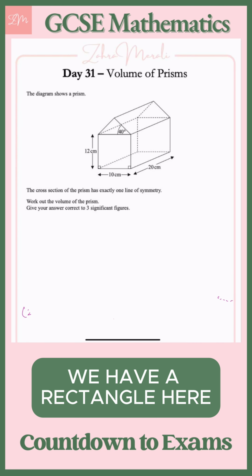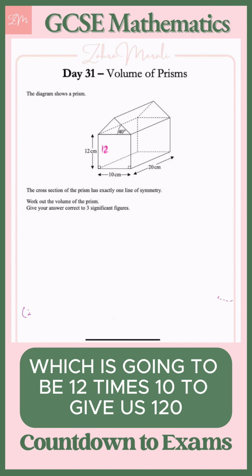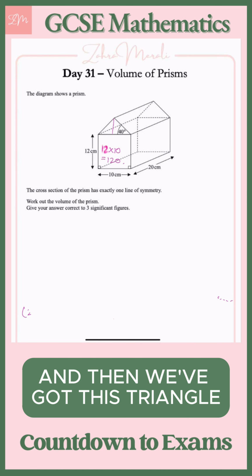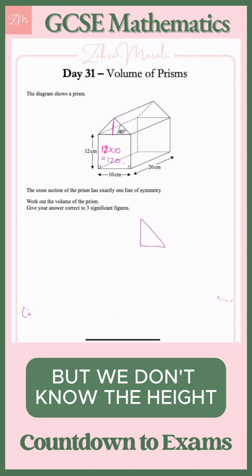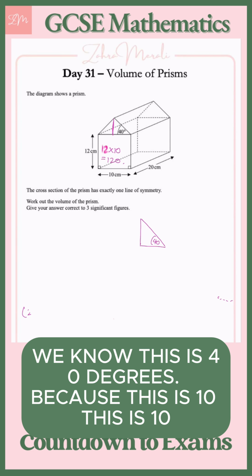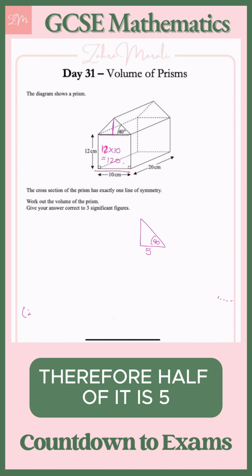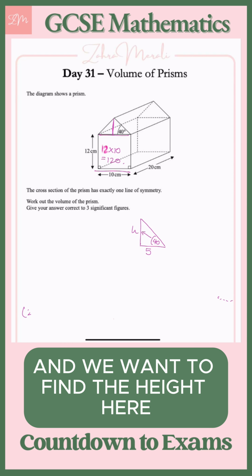We have a rectangle here, which is going to be 12 times 10 to give us 120. And then we've got this triangle. Now for the area of a triangle, you want half base times height, but we don't know the height. We know this is 40. Because this is 10, therefore half of it is 5. And we want to find the height here.